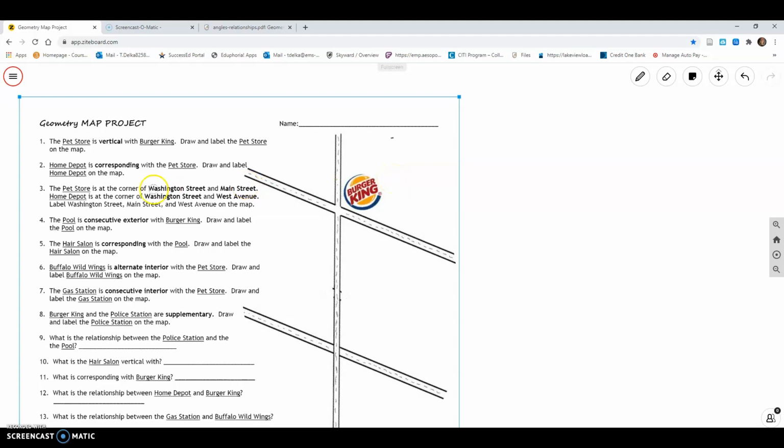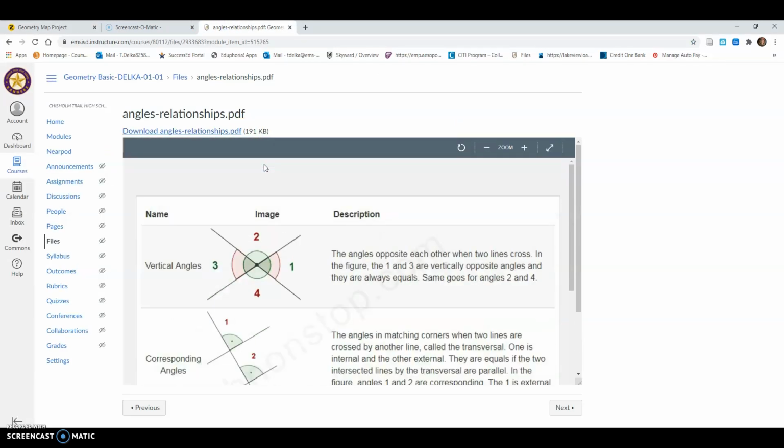So, yeah, anyway, I just thought it was interesting that they stuck Burger King on the corner there of the street. So it says the pet store is vertical with Burger King. Draw and label the pet store on the map. Let's go back. Vertical angles mean that they're across from each other.